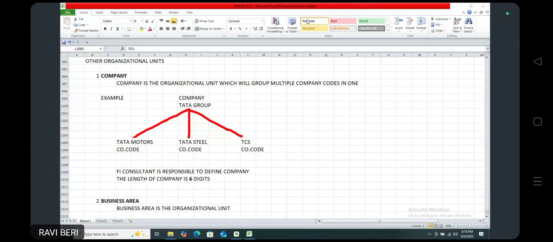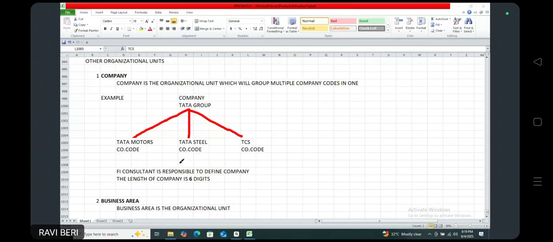The code will be for internal purpose. 4 digits, that is for internal purpose. Okay, so my question is, for example, Sabyasachi is one brand name, right? So for that brand name, we can take another name as a company code, right? Yes. Okay, sir, thank you.